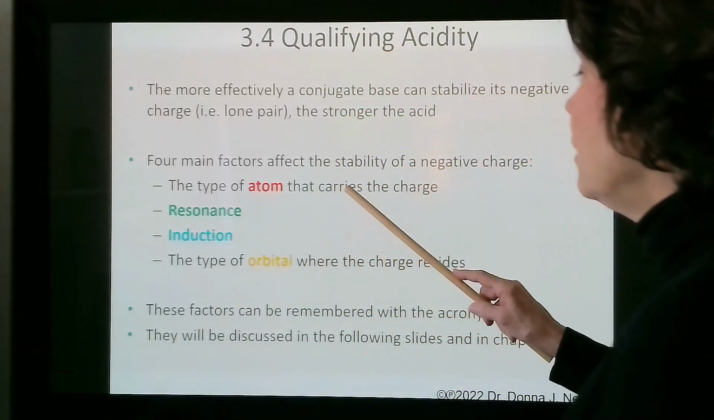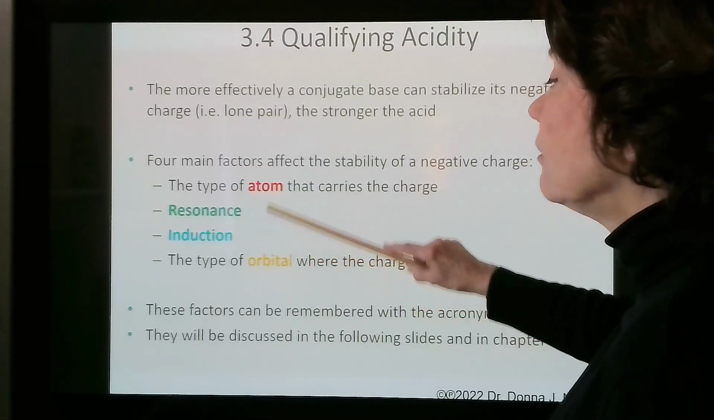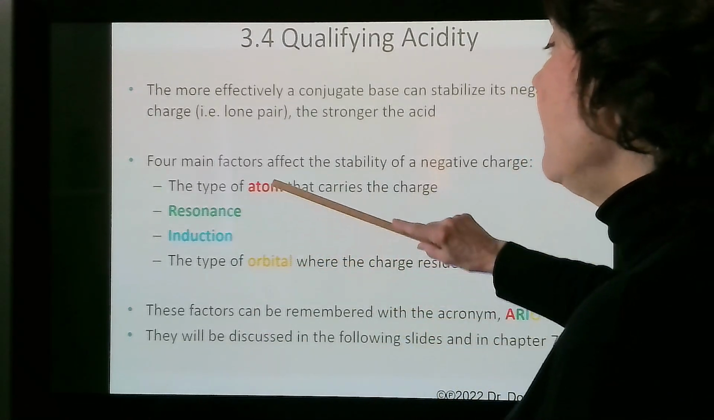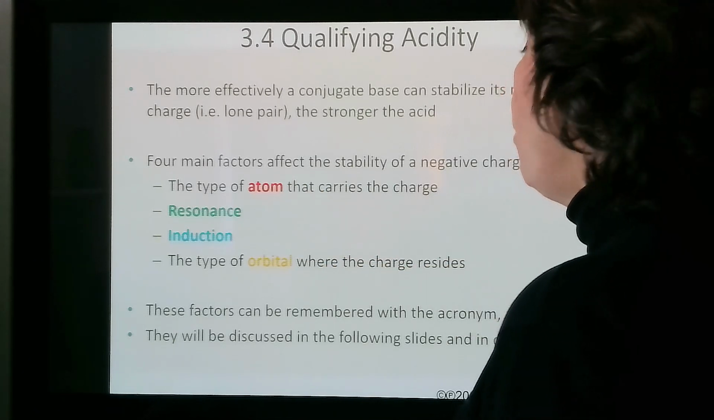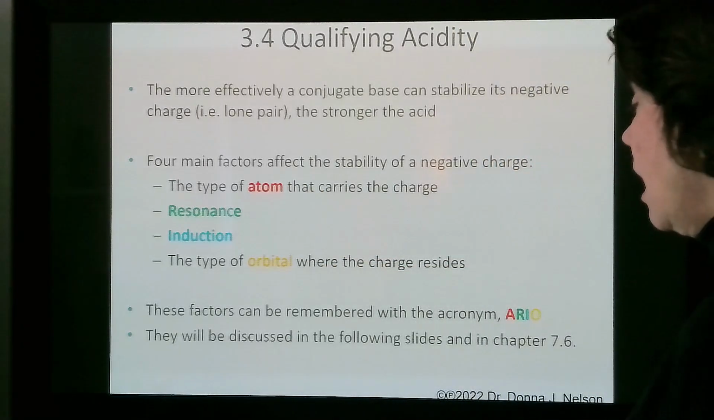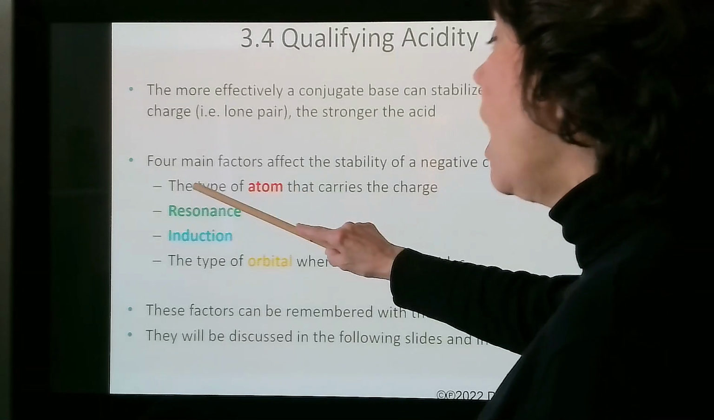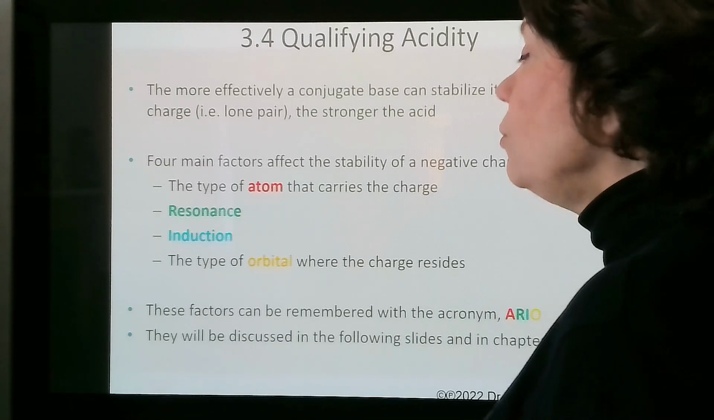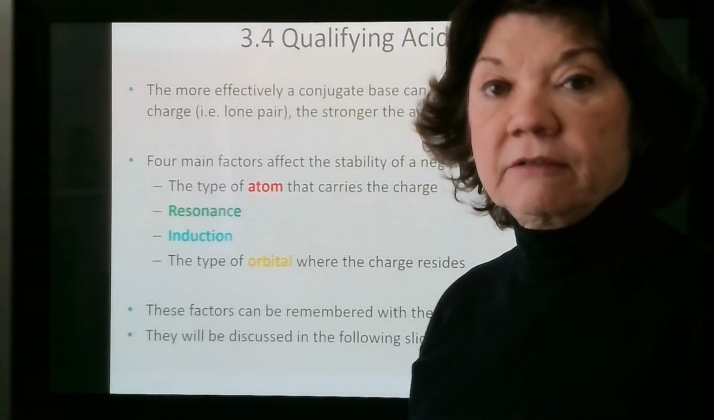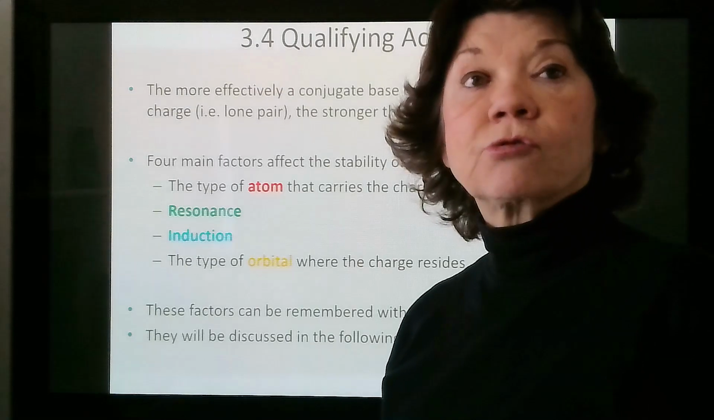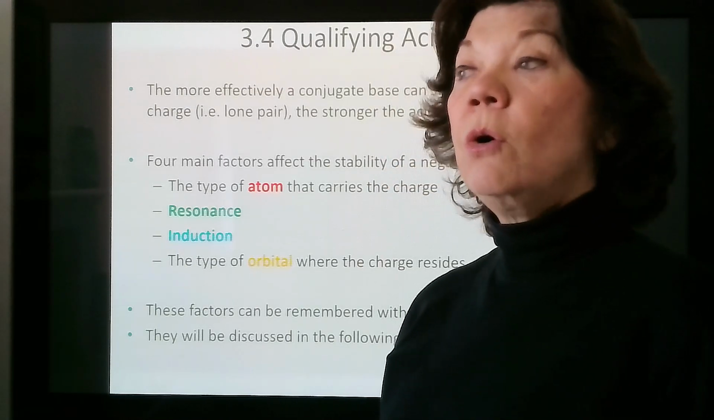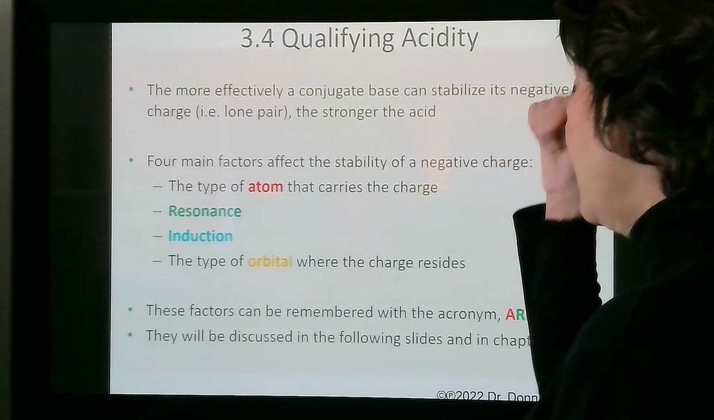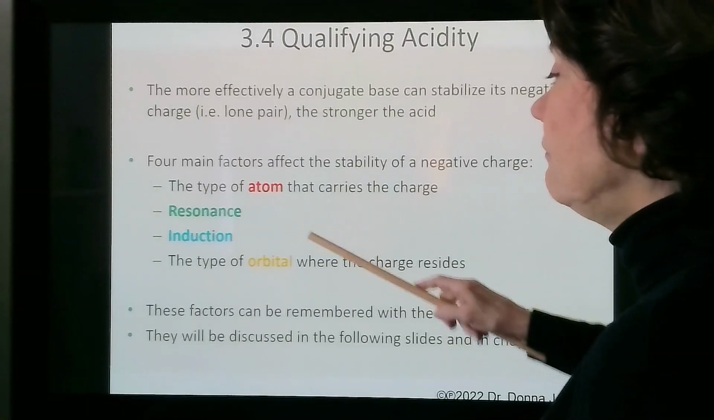So now we're going to look at the stability, the factors that stabilize the anion, and these are listed in the order of their impact. So the type of atom has the greatest impact, and so you look at the atom that the negative charge is residing on. Is the negative charge residing on oxygen or carbon or nitrogen? And so you look at the type of atom that carries the negative charge.